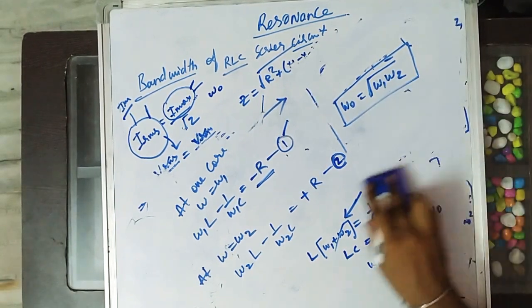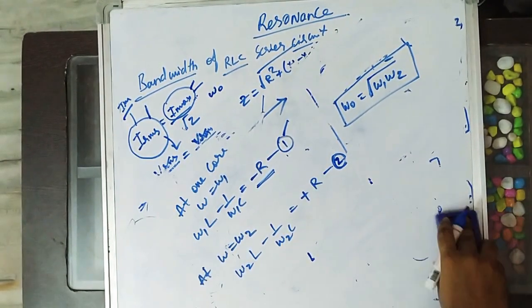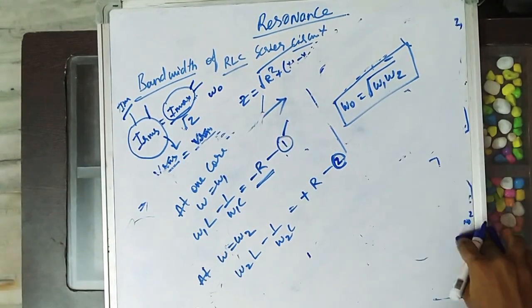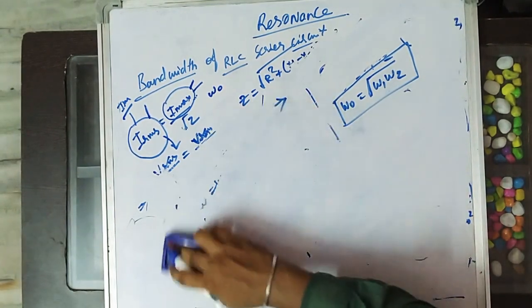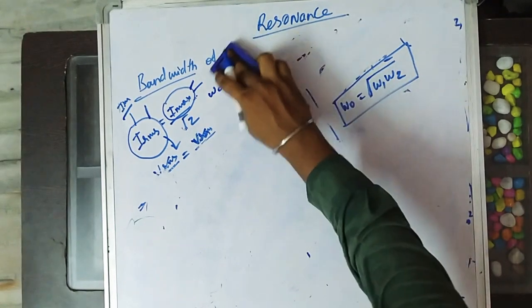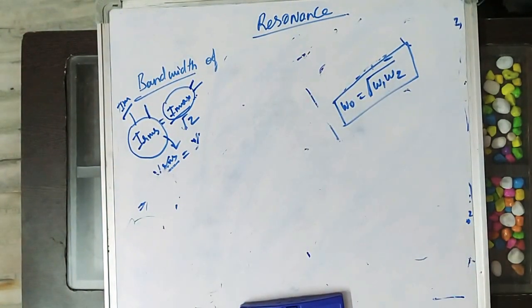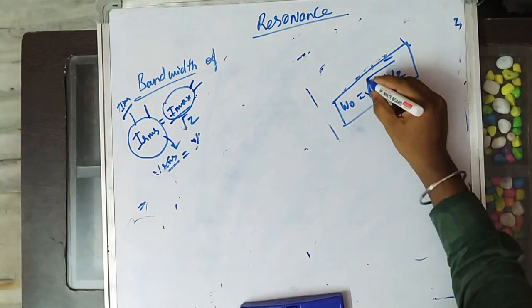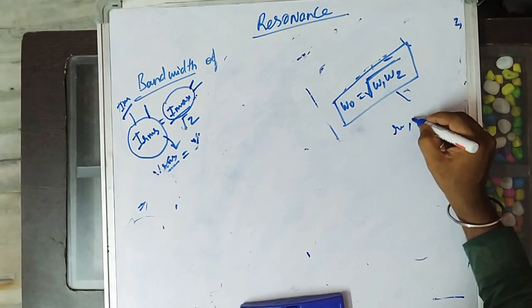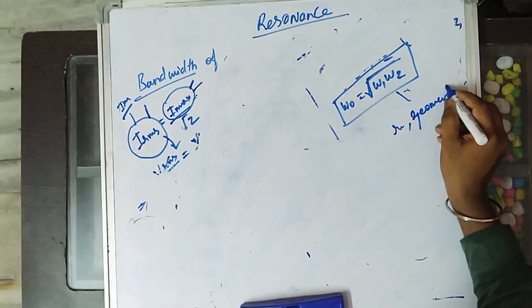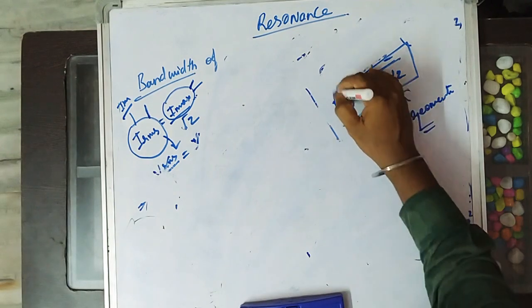So in the exam they'll ask what is the relation between resonance frequency and upper and lower cutoff frequency in a bandwidth. So the question will be framed like this, and then you have to write: the resonance frequency of an RLC series circuit is the geometric mean of the corner frequencies. So the answer is the relation between the resonance frequency and the upper and lower cutoff frequency is the geometric mean. This is one relation from bandwidth.